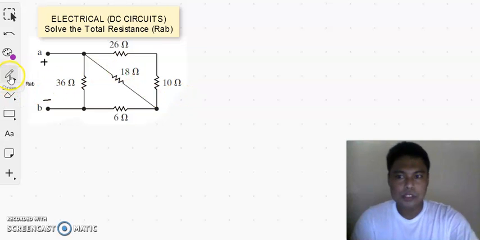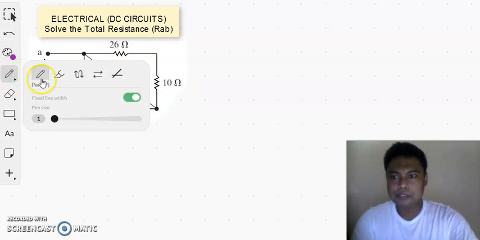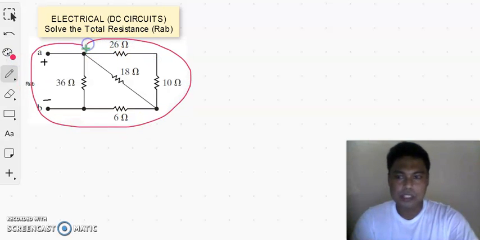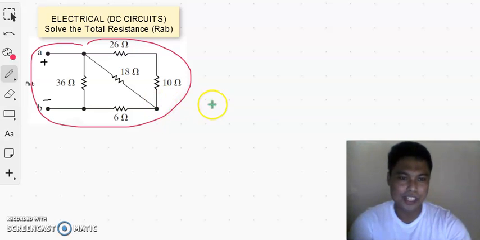So for this video, we are going to solve the electrical DC circuits, solving for the total resistance. So for this figure, we are looking for the total resistance REB. So we have a 36 ohm resistor, 6 ohms, 18 ohms, 26 ohms, and 10 ohms. So they are connected in series, parallel, or parallel series.